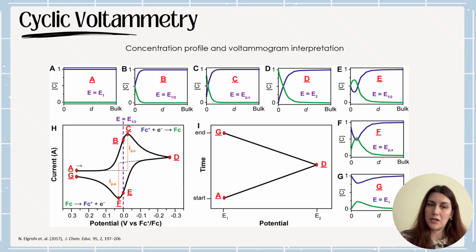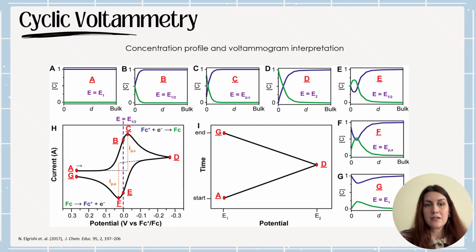After the switching potential, the direction of the potential sweep is reversed. This is where the second half of the cycle begins. Now we move toward points E and F, where the previously formed product near the electrode can undergo the reverse reaction. For example, the reduced species can now be oxidized back to its original form. This produces the anodic peak in the voltammogram.